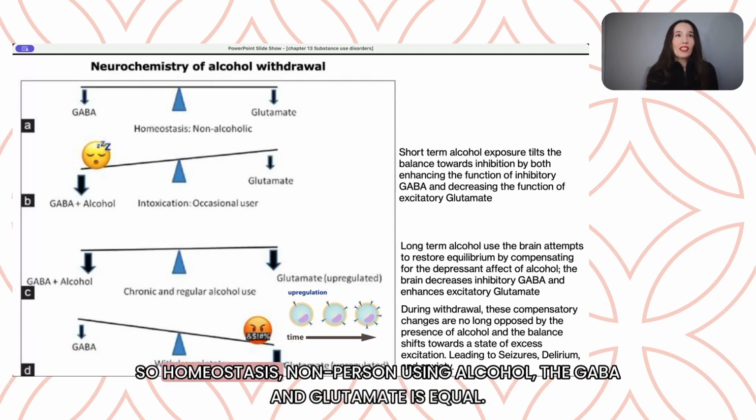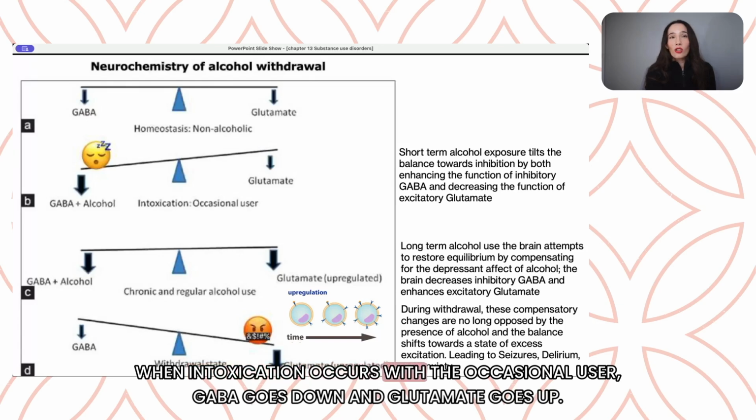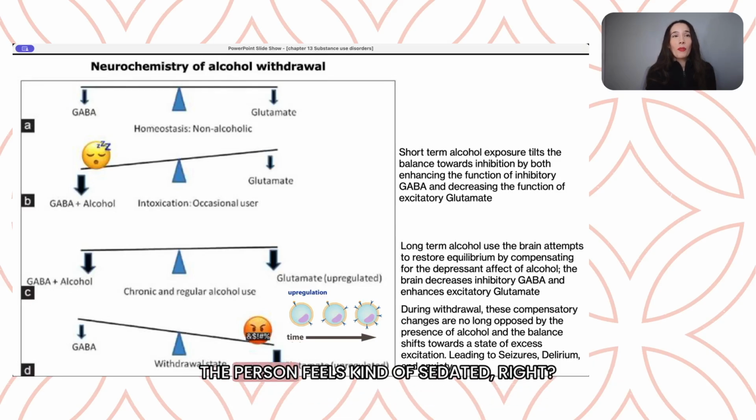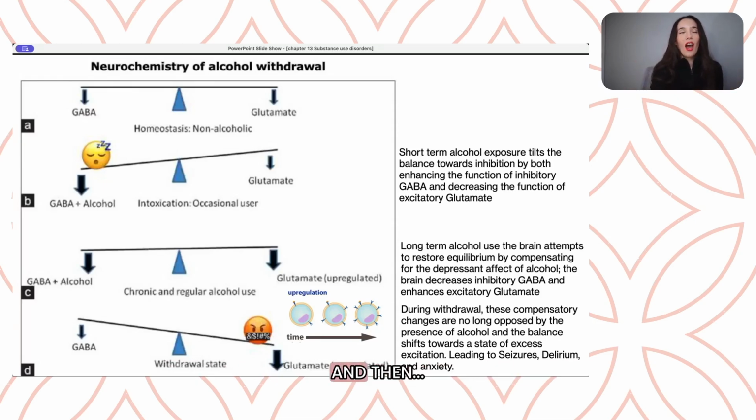So homeostasis: in a non-person using alcohol, the GABA and glutamate are equal. When intoxication occurs with the occasional user, GABA goes down and glutamate goes up. The person feels kind of sedated, right? How you feel when you're drunk or intoxicated.